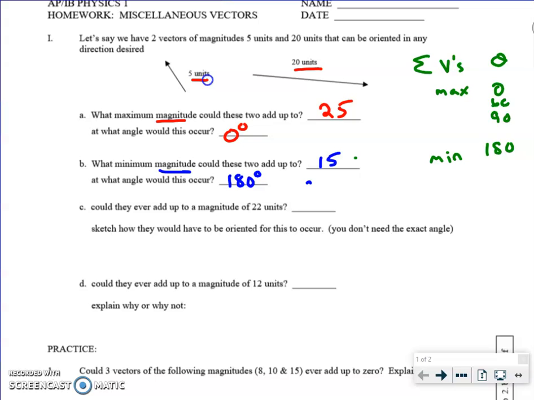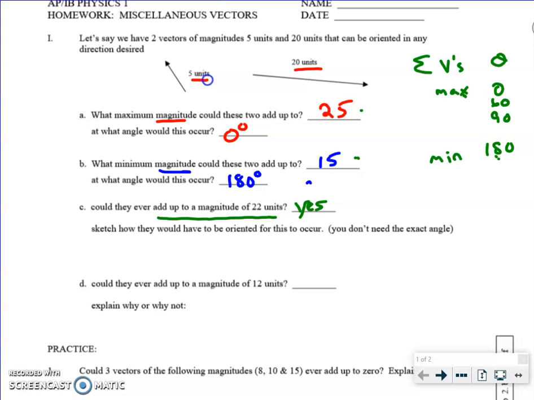If it was 60 degrees, it would be closer to 0 than it would be to 180. Well, kind of. It's not necessarily linear. It doesn't fall off linearly with distance or with the angle, but you get the idea. So you can also estimate what the sum will be based on the extremes. So the next question is, could they ever add up to 22 units? Well, if the minimum is 15 and the maximum is 25, then the answer is yes, they could. They would just have to be oriented at some angle.